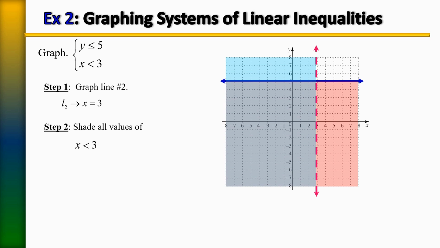And recall, for graphing systems of linear inequalities, the solution is the overlapping region. In other words, it's the region that we shaded blue, and we also shaded red the second time, which means red and blue makes purple, so the purplish region is our solution. And there you have it, graphing systems of linear inequalities.